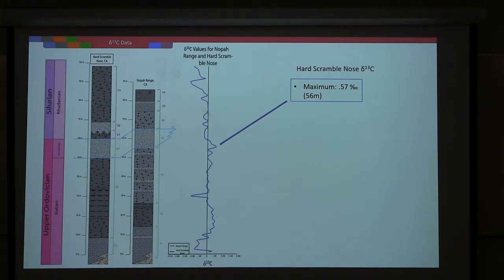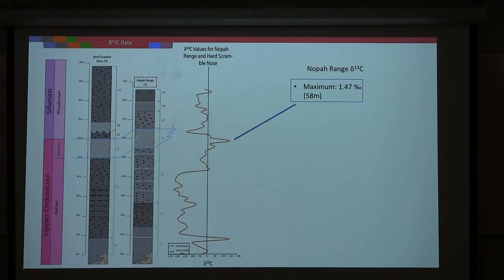So our maximum at Hardscramble Nose is just 0.57 per mil at 56 meters. Our maximum at Nopah Range is 1.47 per mil at 58 meters.